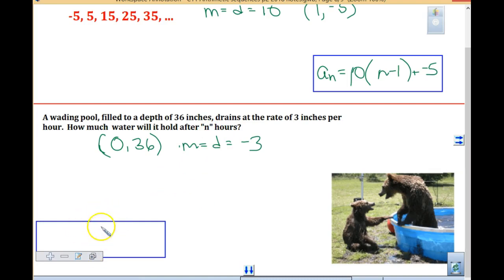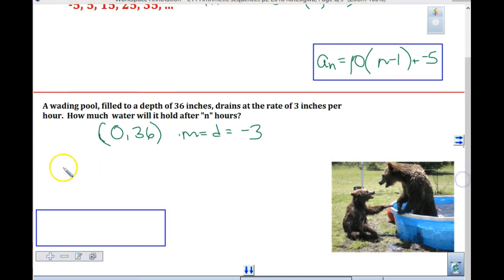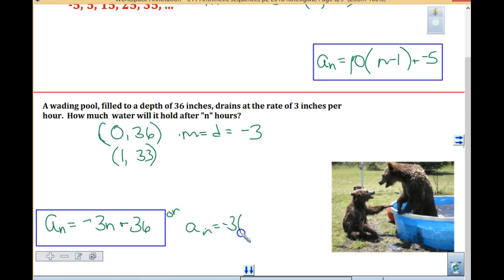So if we are looking at this, we can write it two ways. The easiest one is slope-intercept. a_n = -3n + 36. And if you think of if we are looking after 1 hour, you should be at 33. Could you have done the point slope form? a_n = -3(n - 1) + 33. And if you would distribute this out, you get this answer.